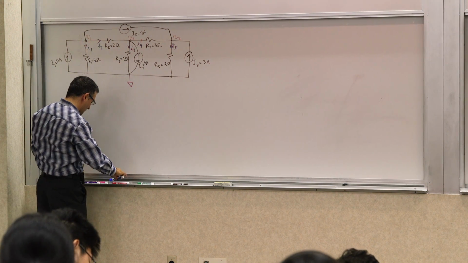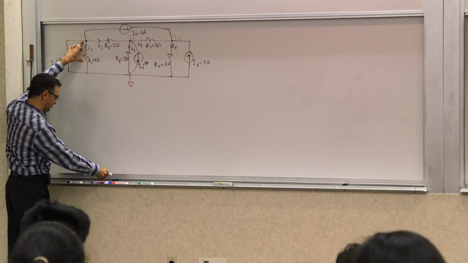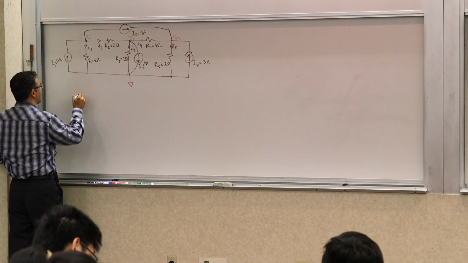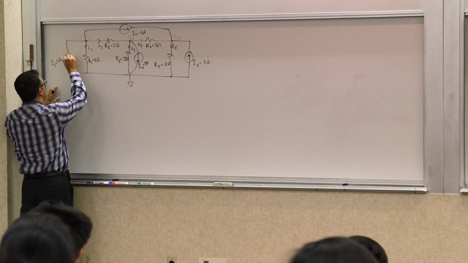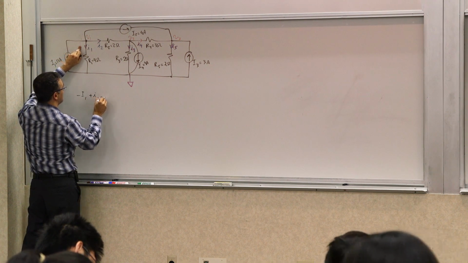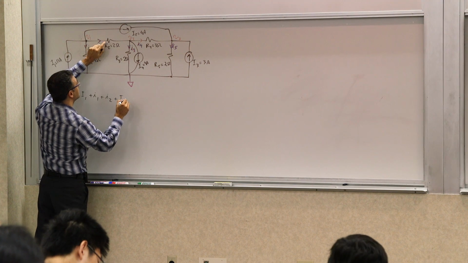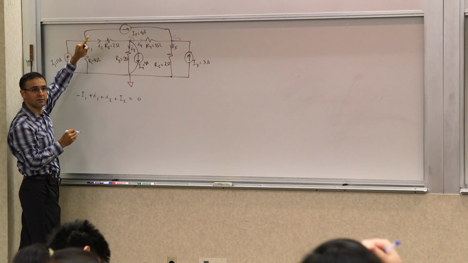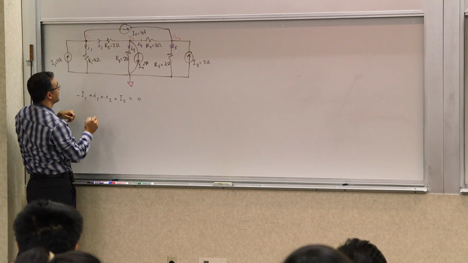V1, V2, V3. So let's write the equations. For this node, what are the currents leaving the node? We have negative capital I1, because this is being injected into the node, plus lowercase I1, plus lowercase I2, plus capital I2, this current. There are four things connected to it, and it's 0. Is everyone happy with it? I'm writing those four currents.